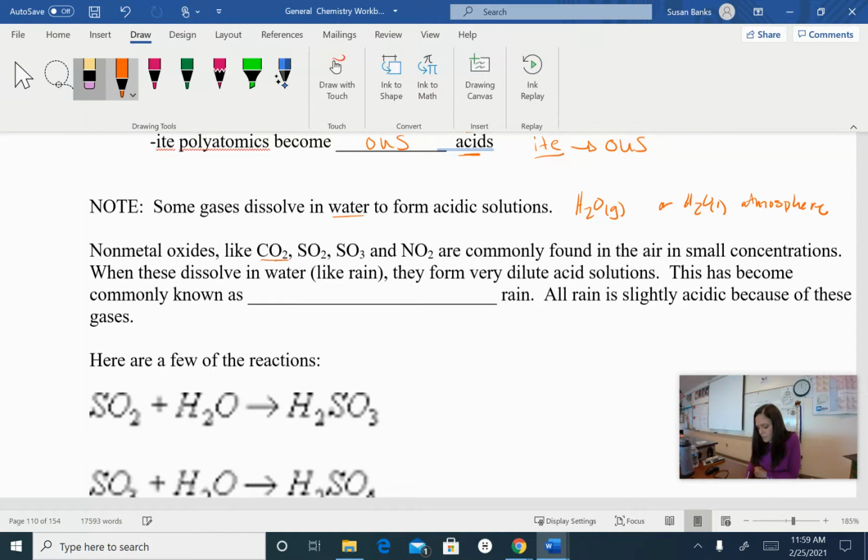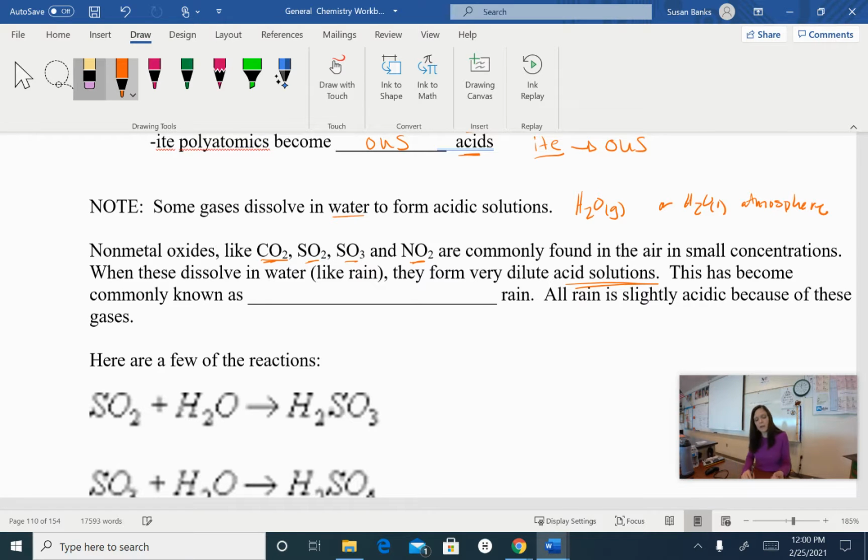Like the gases that we produce: carbon dioxide by burning fossil fuels, sulfur dioxide and sulfur trioxide by burning coal for our electricity, and our cars produce a lot of nitrogen dioxide by burning the gasoline that we use. They're commonly found in our air in relatively small concentrations. It gets a lot worse when we have an inversion. These dissolve in water in our atmosphere, and they form acidic solutions.